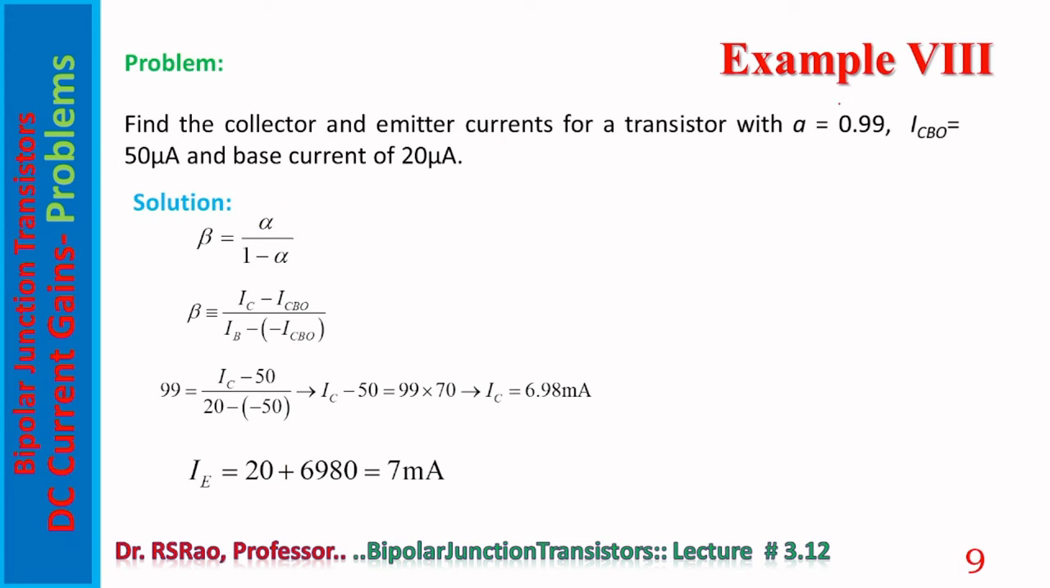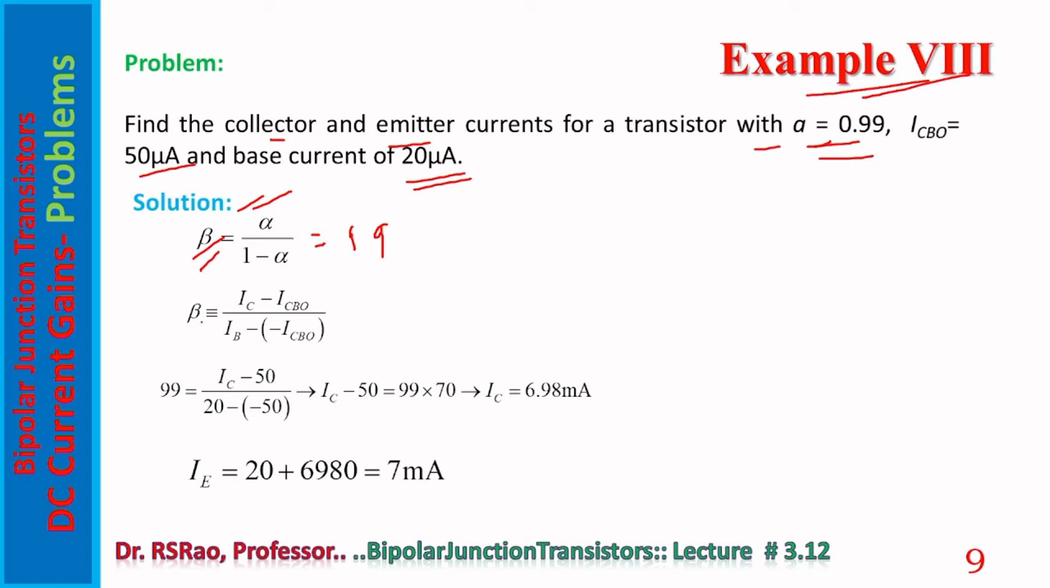Another problem, example 8. Find collector and emitter currents for a transistor with alpha equal to 0.99, ICBO is 50 microamperes, base current is 20 microamperes. Solution. Essentially, we are asked to find collector and emitter current. Alpha is given, base current is given. From alpha one can determine beta. It turns out to be 99.